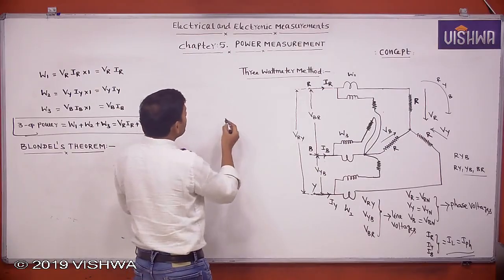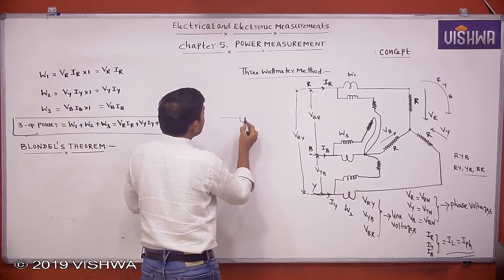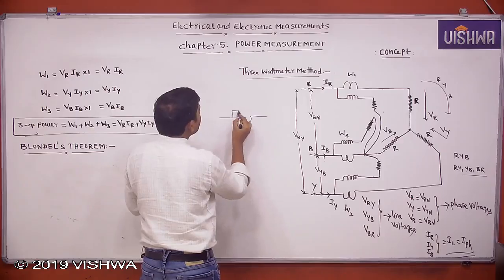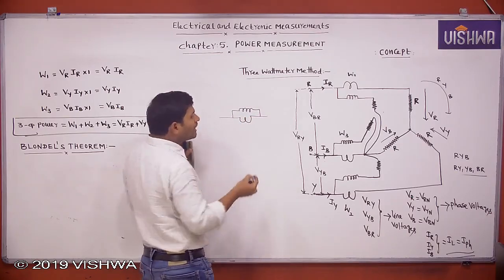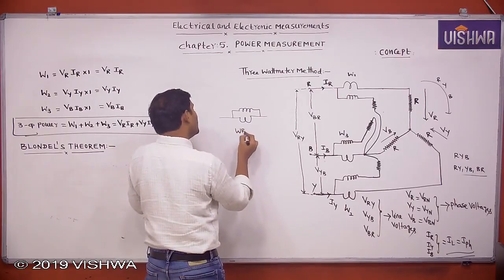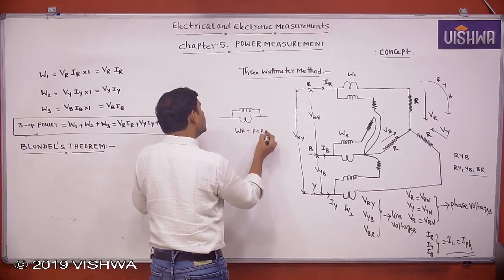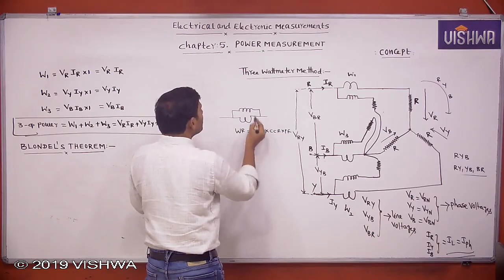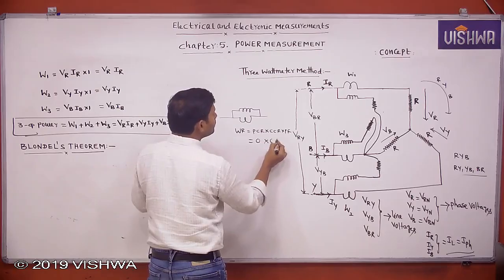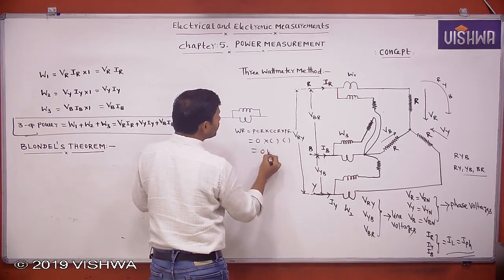You tell me. I take line B as reference. In that line, the wattmeter is connected like this. Then what is the wattmeter reading? Wattmeter reading equals pressure coil reading into current coil reading into power factor. Then what does the pressure coil measure? 0. Then the wattmeter always shows the 0 reading.